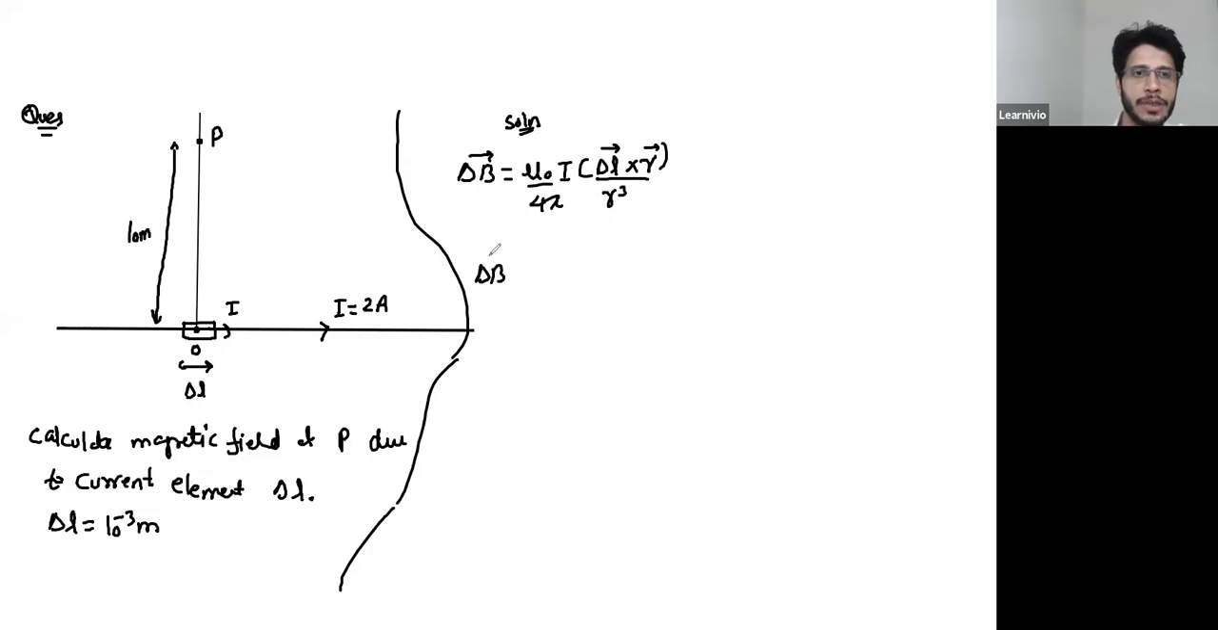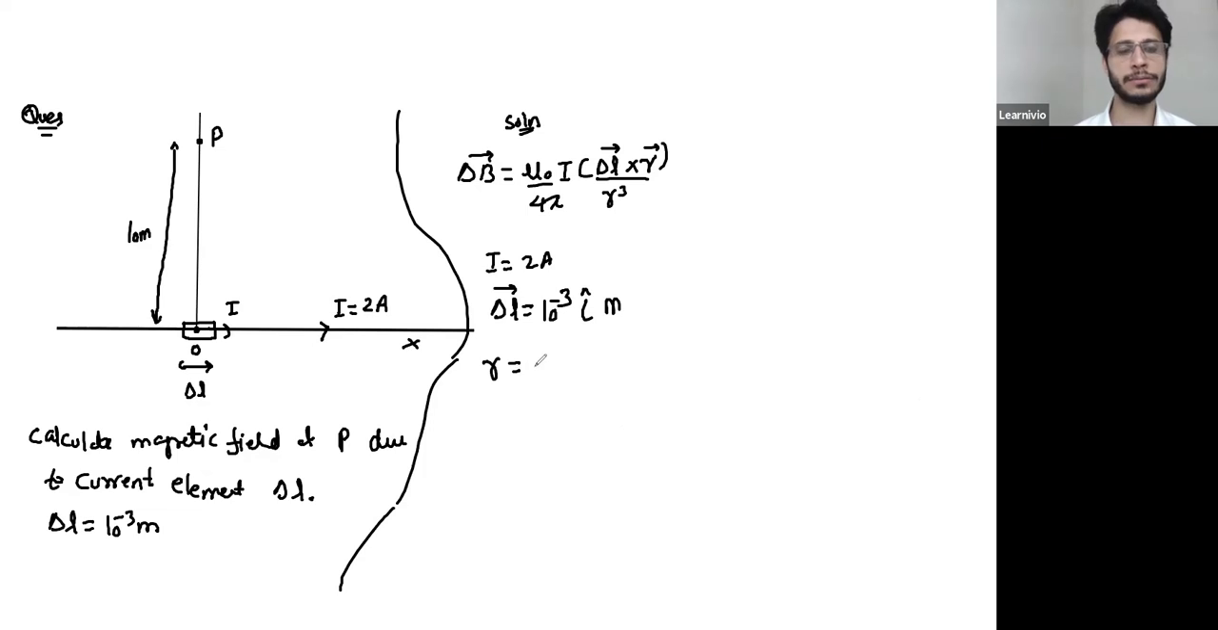So for delta B, I just have to write all the values. Your current is 2 ampere. How much is delta L? 10 raised to the power minus 3. Okay, what's the direction of delta L? No, it's not downwards. The direction of length is same as that of current. Your current is going to the right hand side, so delta L is going towards positive x-axis. The direction of the length element is same as that of current. If your current is going towards positive x-axis, your delta L is along positive x-axis, and I'm using the unit vector I cap here.